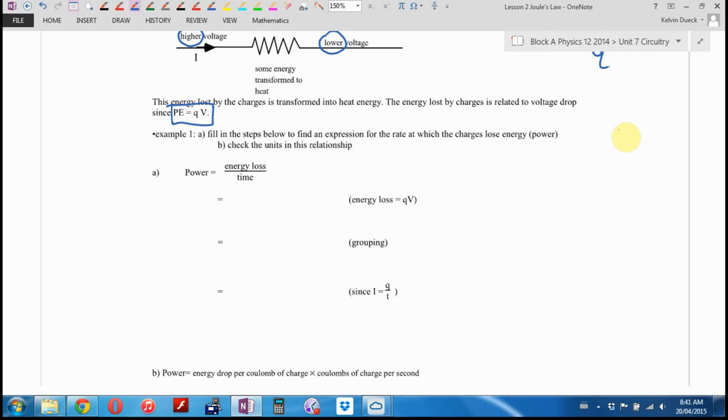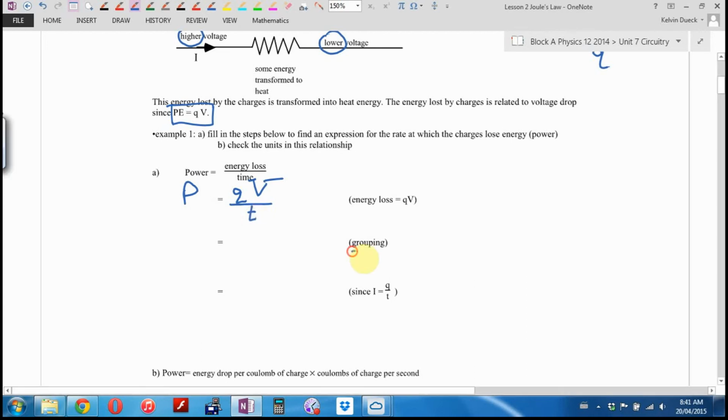Power is energy loss over time. So power is QV over time. And now I've found a way at least to get some electric components into my work or change in it. Because remember, energy is the ability to do work. So QV, which is energy, is also the ability to do work. I can put it in for work. I've found a way to get that into my power equation.